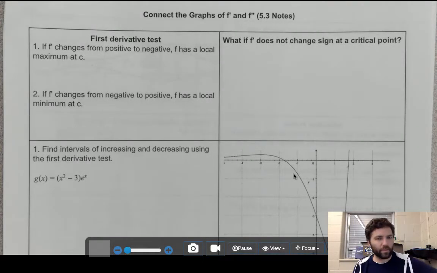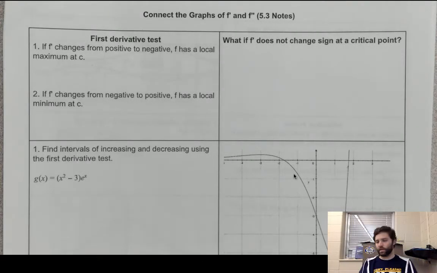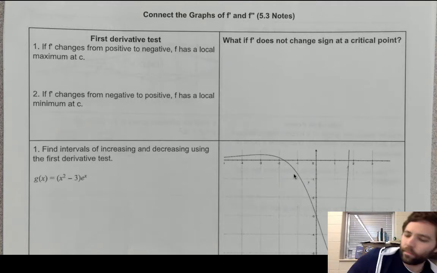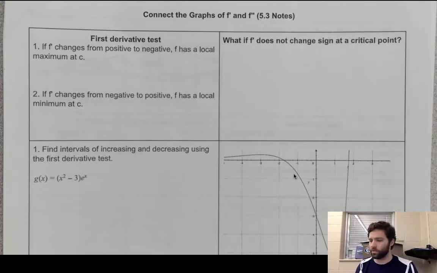Okay, we are going to talk about connecting the graphs of f prime and f double prime. We did an activity talking about this. So the purpose of this lesson is just to solidify the things that we talked about in the activity and that hopefully you took away from the activity, kind of formalize it, just so that it's all laid out clearly for you and in this video, then hopefully in your brain.